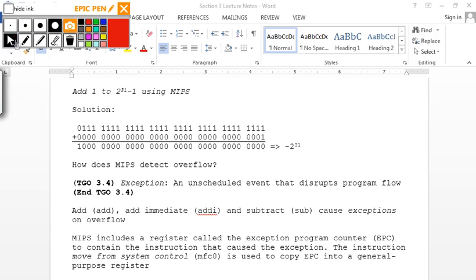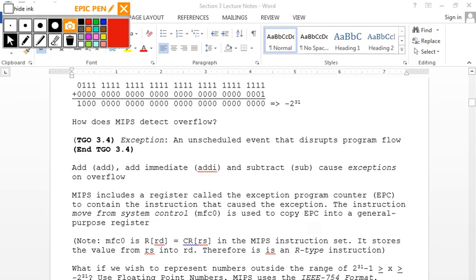And exceptions are what are known as unscheduled events that disrupt program flow. So you have an overflow. Let's say we put this problem in here, 2 to 31.